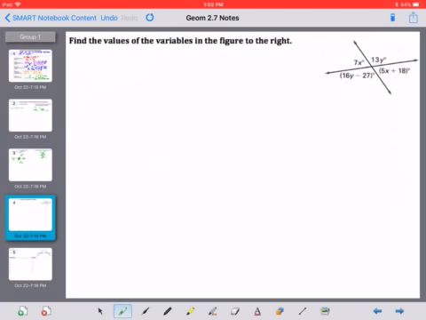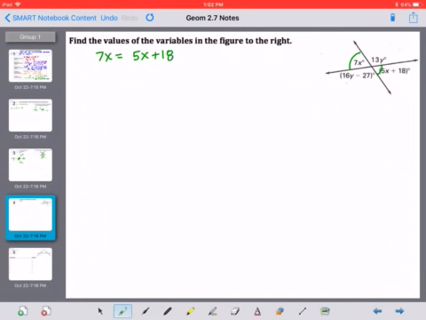Okay, we're going to throw some algebra in here. So we are going to find the values of the variables in this figure to the right. I'm going to start with x. Notice we have an x here and an x here, and those are vertical angles, so they're congruent. That's theorem 2.6 tells us that. Meaning we can say 7x equals 5x plus 18.